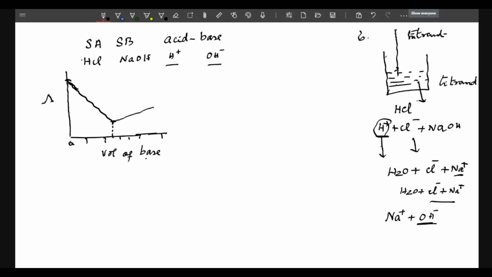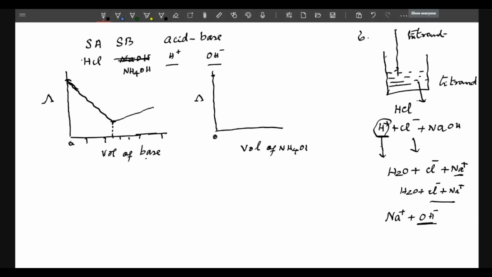Okay. But now we are going to change this. Instead of a strong base, we are adding a weak base. What happened to this? Here, once again, we are taking acid in the cell and base as the titrant, the volume of ammonium hydroxide we are using. Initially, hydrochloric acid is present. Therefore, the conductivity before adding the base would be higher.